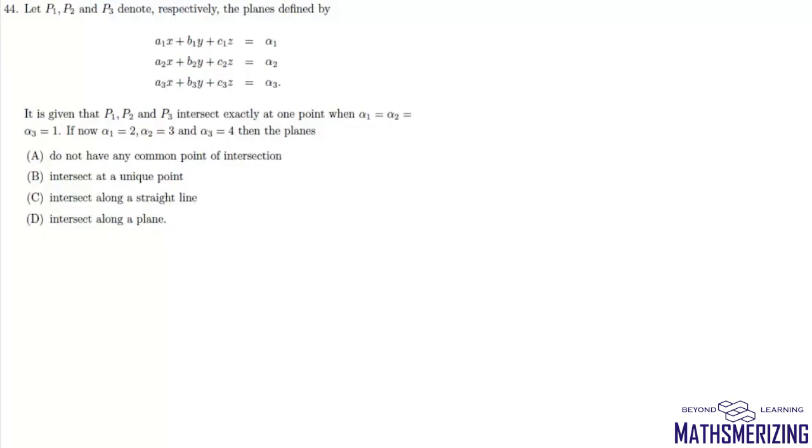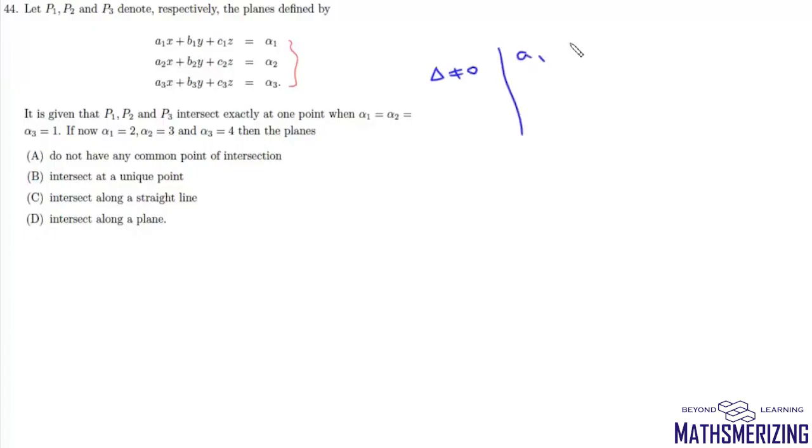Question number 44 is, let P1, P2 and P3 respectively are the planes determined by these three linear equations. Now it is given that these three planes intersect exactly at one point. Now we know that these three planes will intersect at one point when the system of equation will have a unique solution, and for a unique solution, the value of delta is unequal to 0.